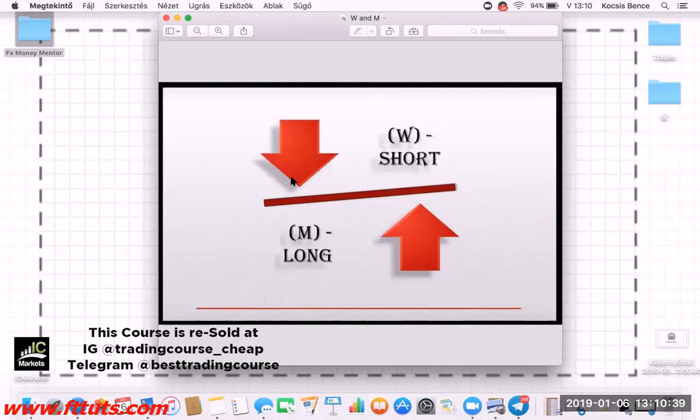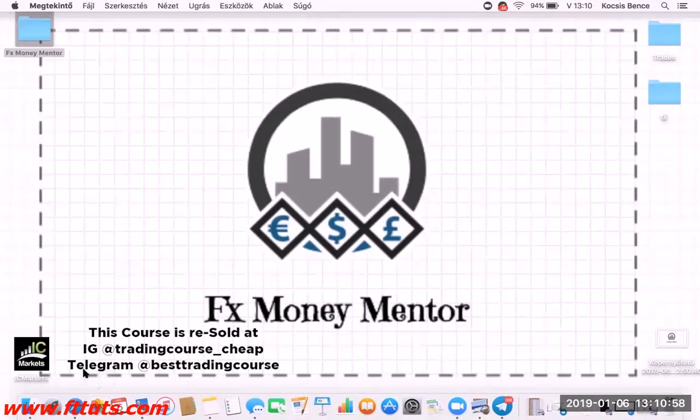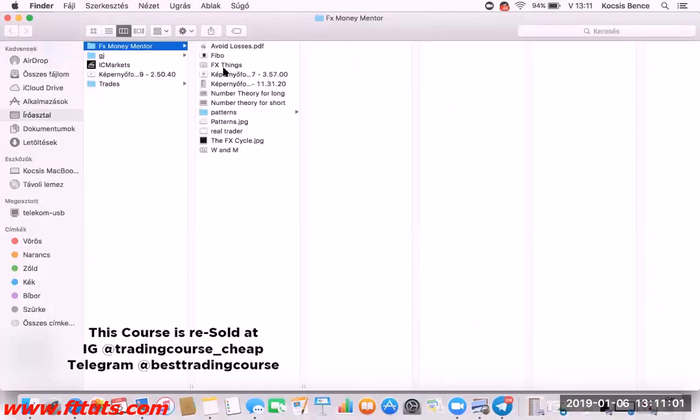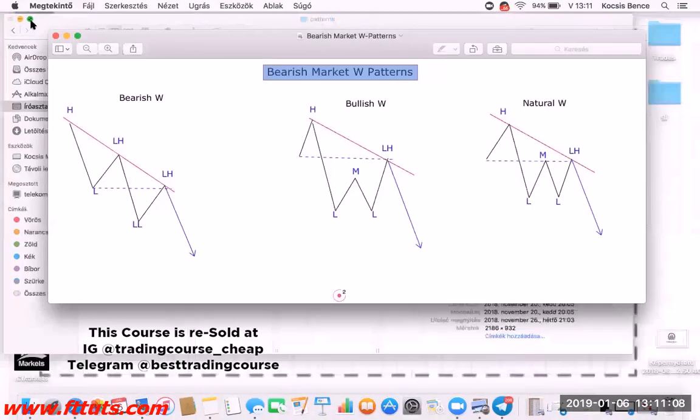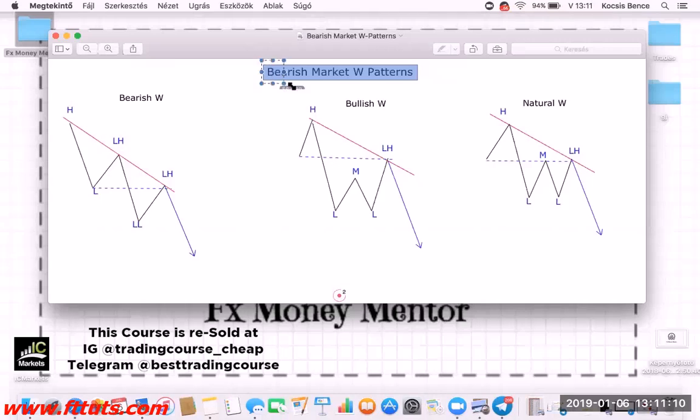When we are in the bearish market and we are looking at the price continuing to the downside, we are looking for the W patterns and we are looking to go short. We have three types of Ws. So we are in the bearish market, we're looking for the W patterns.